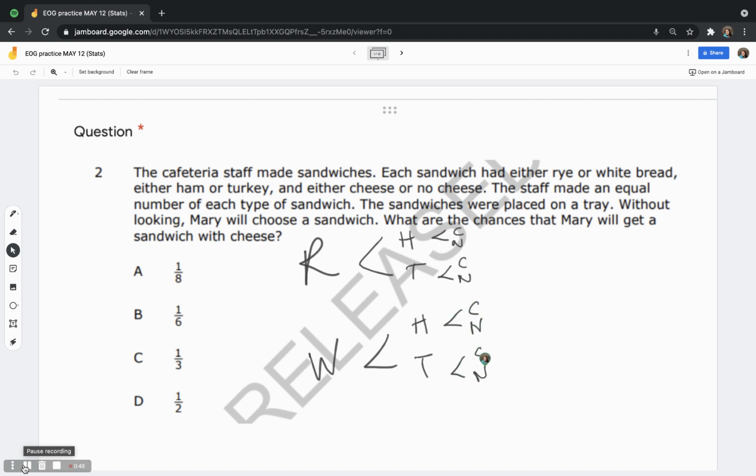So my total number of outcomes is going to be how many letters are on the last branch. So there are 1, 2, 3, 4, 5, 6, 7, 8, which means my denominator is 8. And my numerator is going to be how many of those are with cheese. So 1, 2, 3, 4. So 4 out of the 8 have cheese, which would simplify to 1/2.